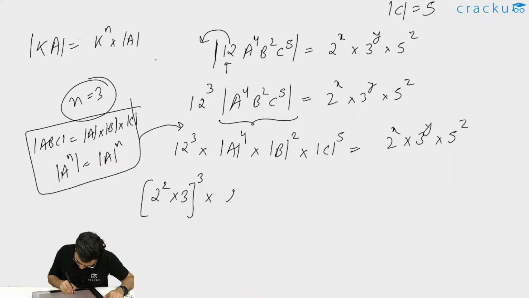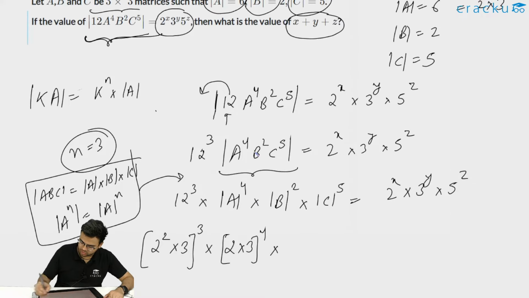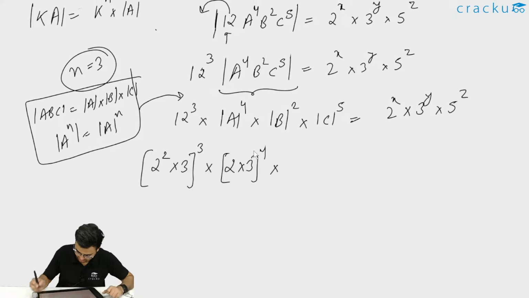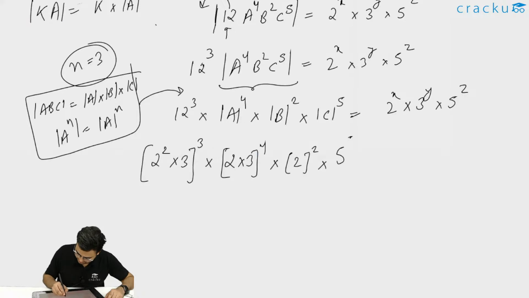So this will be 2 into 3 to the whole power 4 into determinant of B square. Determinant of B is 2. Since I have to bring everything in powers of 2, 3 and 5, I won't change it. So this is 2 to the power 2 into determinant of C is 5. So this will be 5 to the power 5. This is equal to 2 to the power x into 3 to the power y into 5 to the power z.